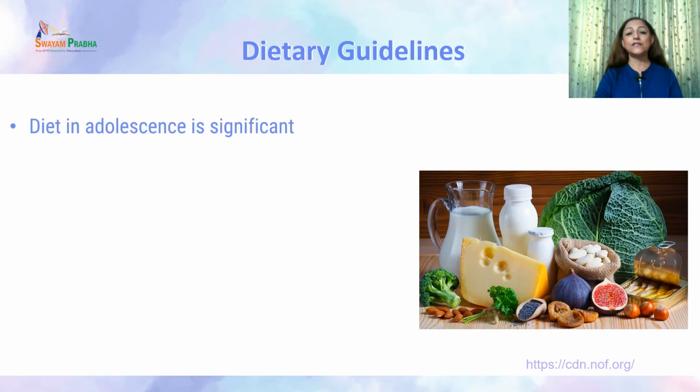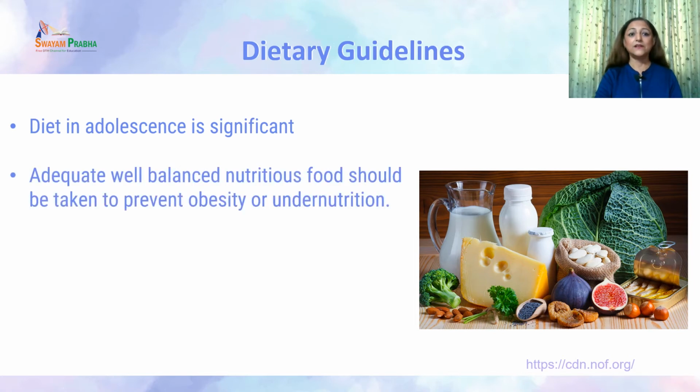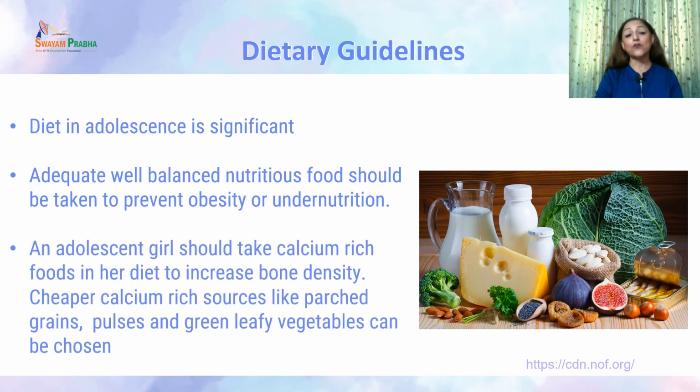Diet during this period is very significant because it influences the nutritional status later in life. So adequate, well-balanced nutritious food should be taken to prevent obesity or undernutrition. The diet should also contain sufficient energy sources to meet the increased energy requirements. And an adolescent girl should take enough calcium-rich foods in her diet to increase her bone density and prevent osteoporosis. And with the increase in calcium requirements, extra milk can be provided if possible.